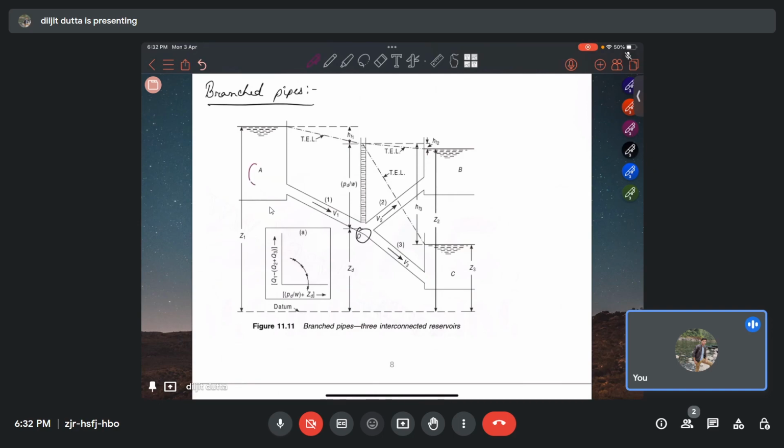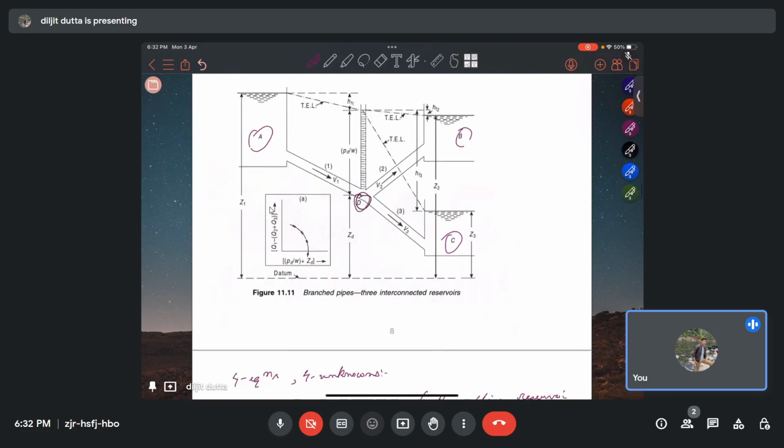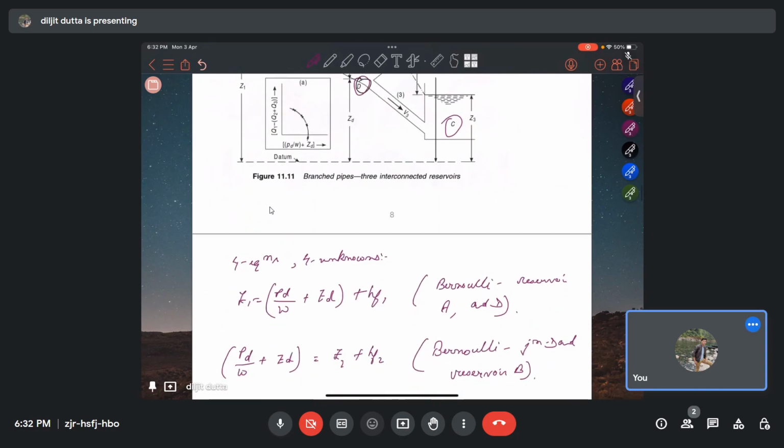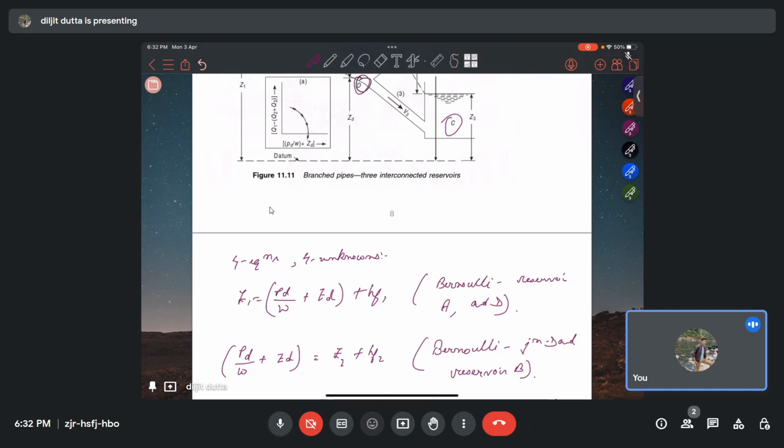So if we take reservoirs A, B and C, these reservoirs are connected by pipes. All the pipes have the same material and they are connected at the junction D. Now we have to find out the velocities V1, V2, V3 and the piezometric head at D. So these are the 4 unknowns. So we will need 4 equations. So how do we get the 4 equations?